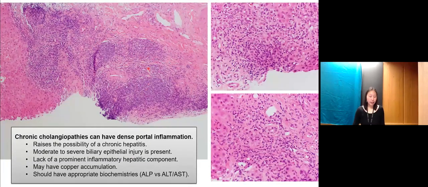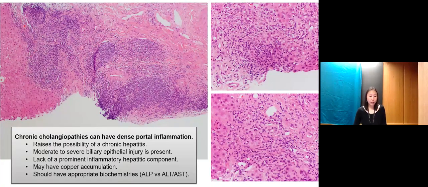Another potential issue that we can see in these cases is a case like this. So here we see in this portal tract an incredibly dense mononuclear inflammatory infiltrate. This was a biopsy that actually was originally called a chronic hepatitis because of this inflammatory infiltrate that's here, but it actually ended up being a chronic cholangiopathy. And I do think that there are some histologic features here that can be quite helpful to us as we're trying to make that distinction.